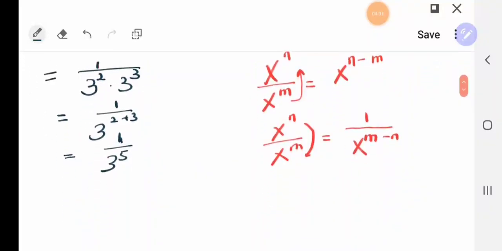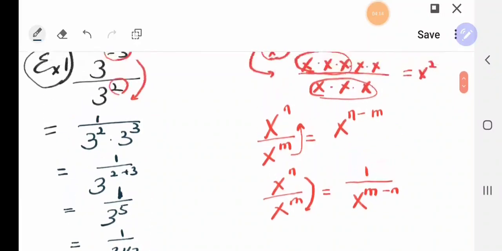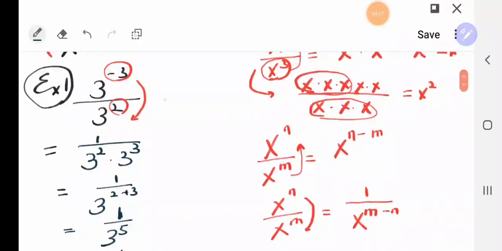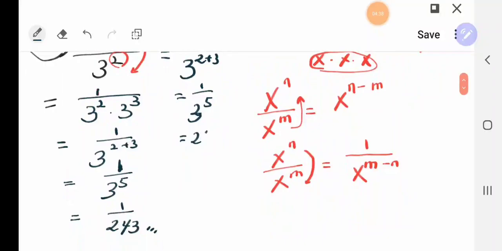Then 3 to the 5th power is what? 3 to the 4th power is 81, so 81 times 3 will be 243. Or you can use mental math. Move the numerator down, then 3 to the 2 minus negative 3, so negative 3 becomes positive 3, 2 plus 3. So that is equal to 1 over 3 to the 5th power, so that is 243.